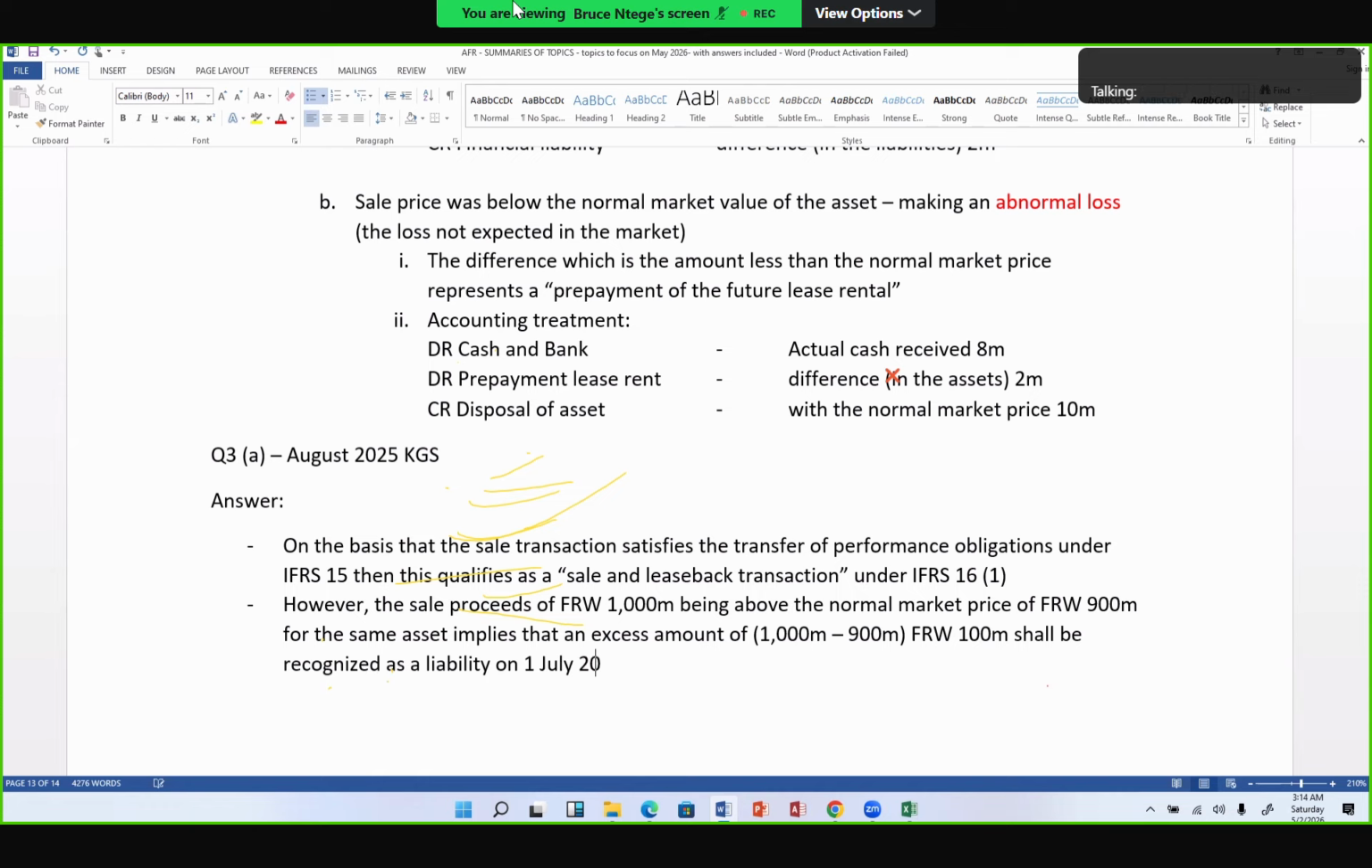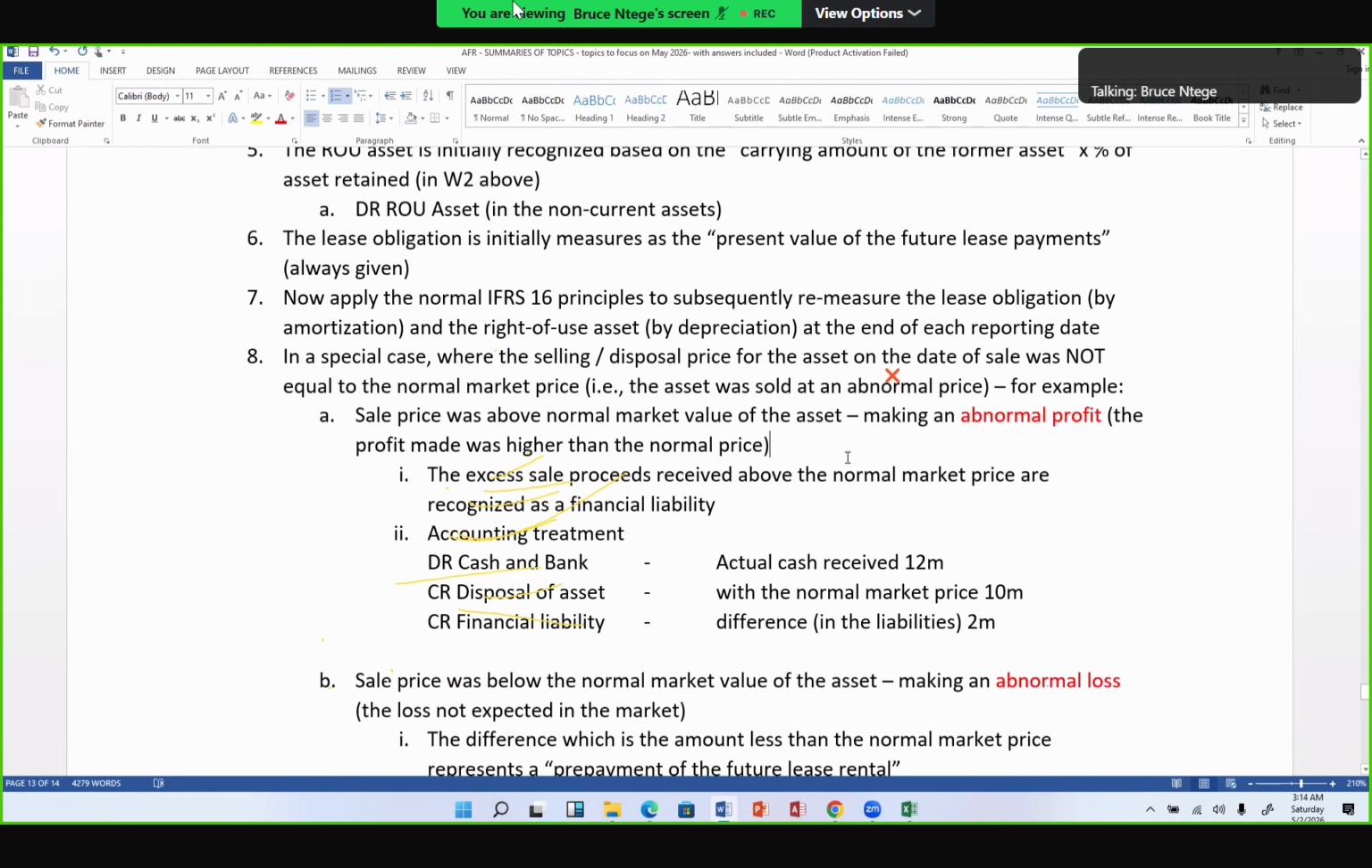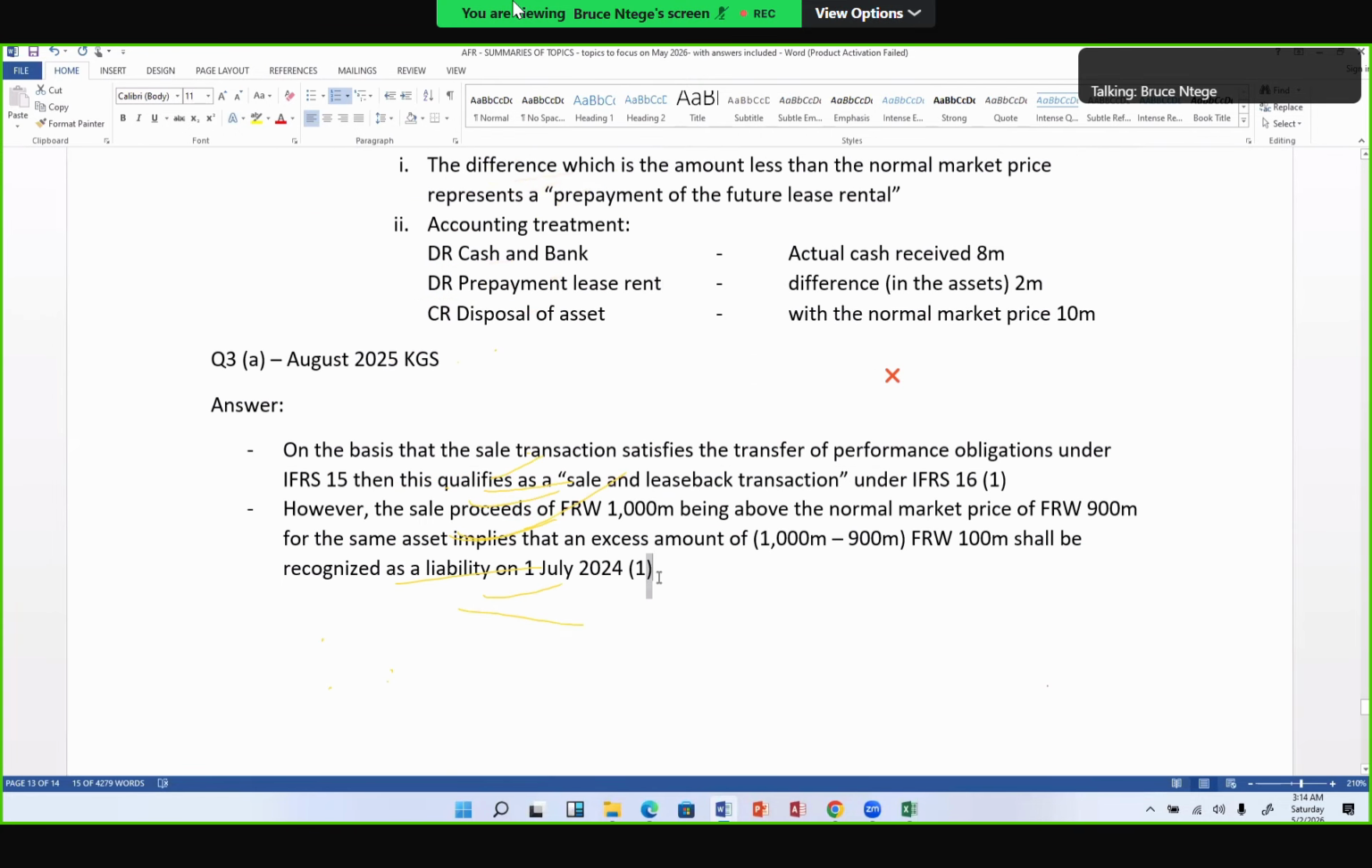The examiner is happy to say you have picked principle number 8 here. This is the special case. You are saying that because it's above the abnormal profit, it's a financial liability. So the examiner is looking at that statement. You've picked it from there and put it in your answer, 1 mark.